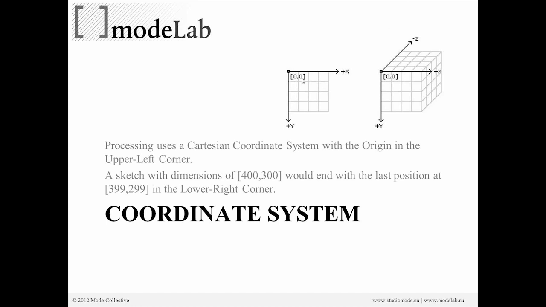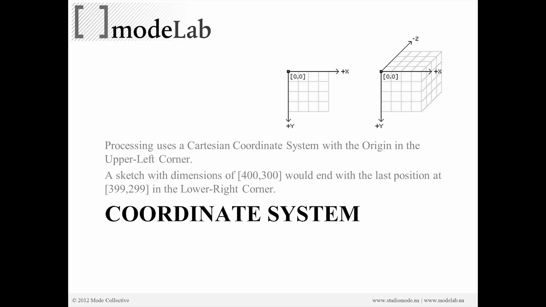0, 0. Right, so as an example, a sketch with dimensions of 400 by 300 would end with the last position, the pixel, being 399, 299. That's going to be at the lower right-hand corner.